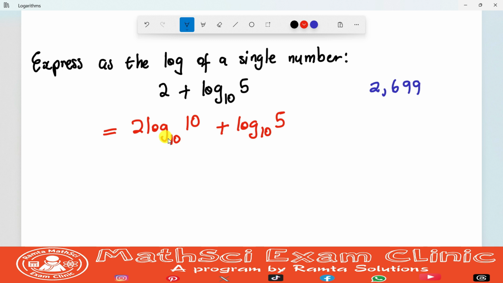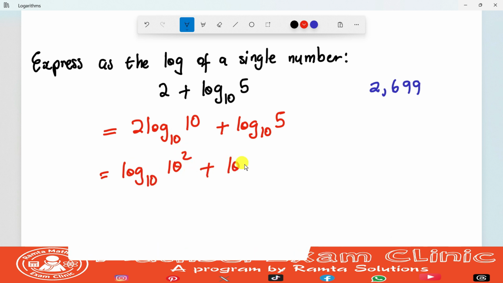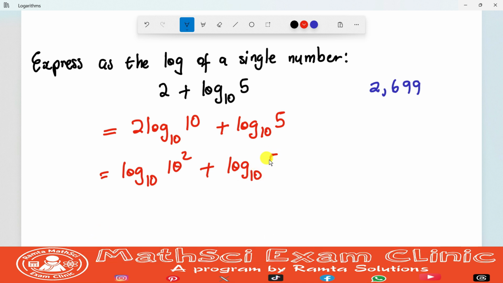As you can see, the bases of these logs are the same. We are headed somewhere. Now let's see. This then becomes log 10 squared base 10 plus log 5 base 10. What is 10 squared? It is 100, right? So this becomes log 100 base 10 plus log 5 base 10.